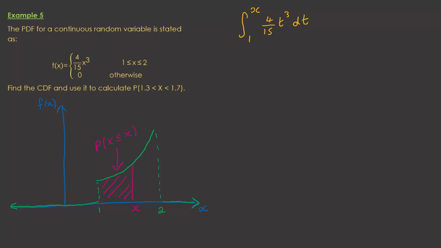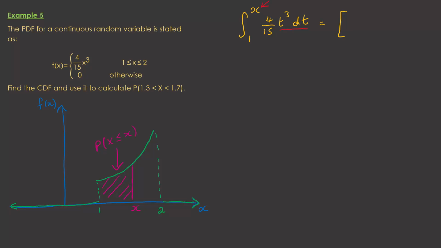Now I'm using a different variable here because I've used x up here. It's unlikely you'd get penalized for using x again here, but it won't work on the CAS, so just be careful, you need to use another variable.